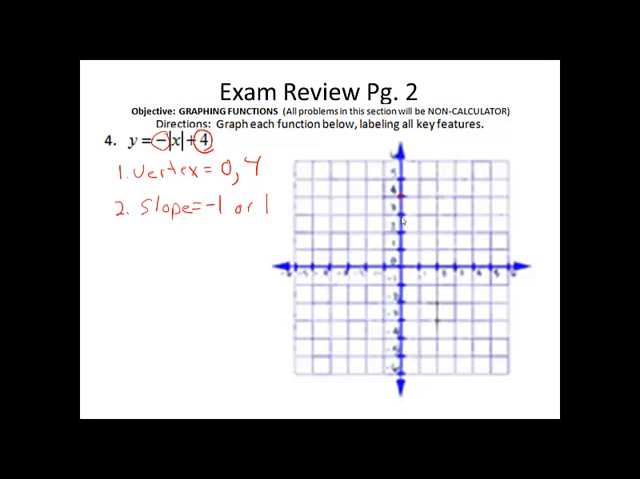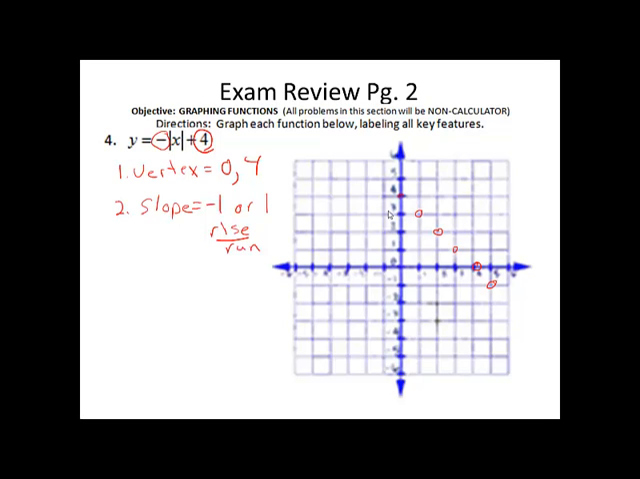We go down 1 over 1, down 1 over 1, down 1 over 1. Now again, remember your slope is rise over run. Okay? Down 1 over 1, down 1 over 1. Okay? Now coming from the left, or going to the left, our slope is 1.